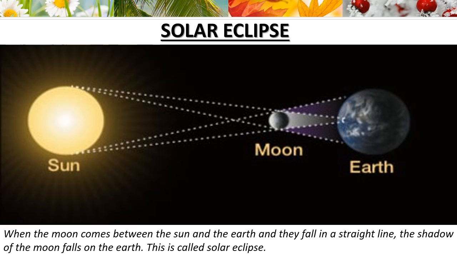Solar eclipse. When the moon comes between the sun and the earth and they fall in a straight line, the shadow of the moon falls on the earth. This is called solar eclipse.